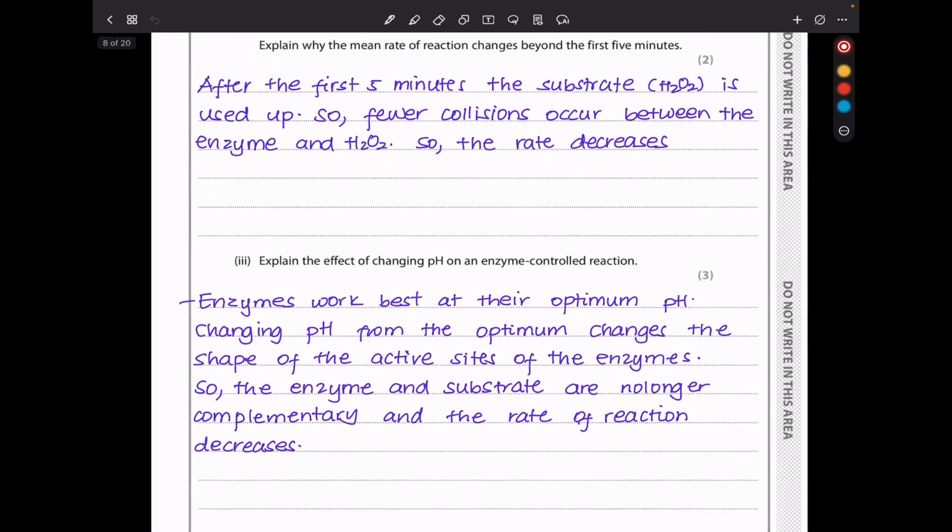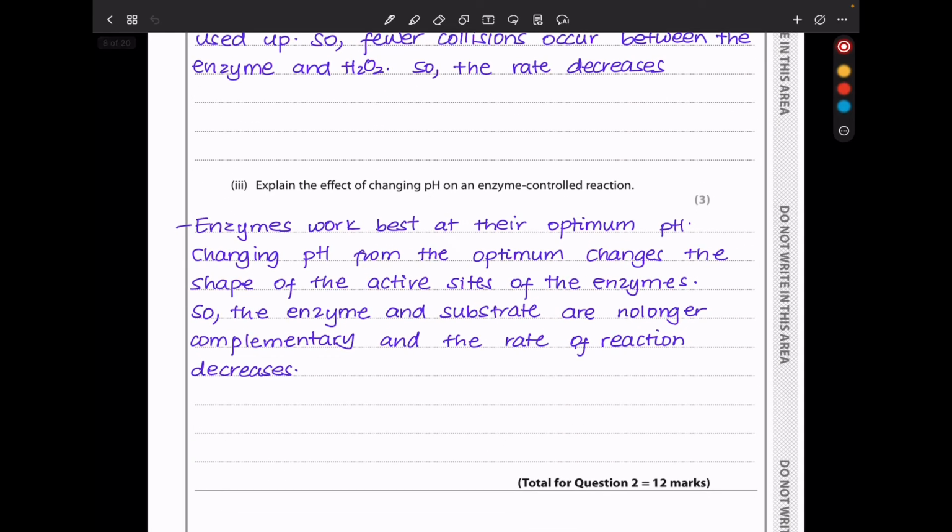Next, they say explain the effect of changing pH on an enzyme-controlled reaction. And again, here they've said change, not increase or decrease. It can be any change. So I said enzymes work best at their optimum pH. Changing the pH from the optimum changes the shape of the active sites. This means it denatures the enzymes. So the enzyme and the substrate will no longer be complementary and the rate of reaction is going to decrease.